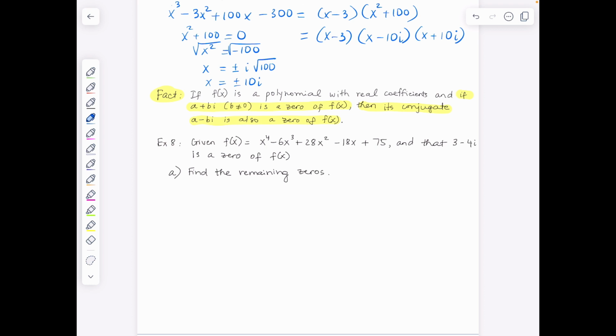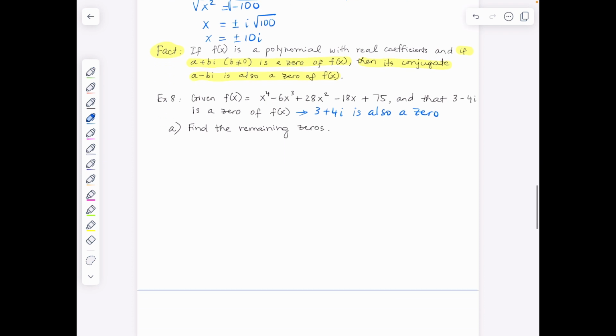Given f of x is x to the 4th minus 6x cubed plus 28x squared minus 18x plus 75. And given that 3 minus 4i is a zero of f of x. Now, first of all, because 3 minus 4i, which is a complex number, is a zero, we can claim that 3 plus 4i is also a zero.